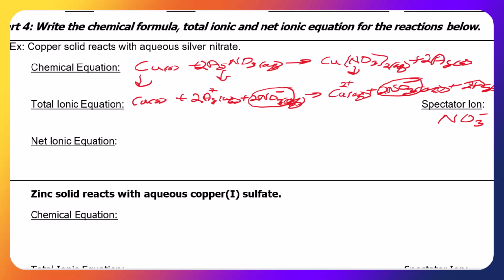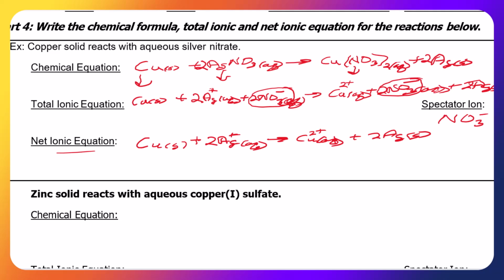So after we throw that out, we get our net ionic equation, which is going to be copper solid, I'll do my best to be a little bit neater, plus 2 silver +1 ions in aqueous solution, and that's going to form copper 2 plus, also in aqueous solution, plus 2 silver metals, and that will be our net ionic equation.